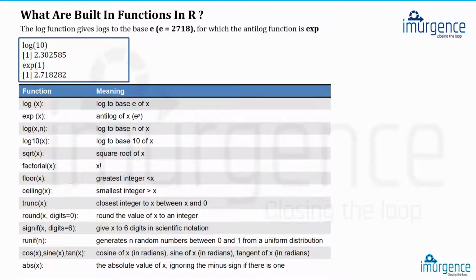If you want to create a vector of random numbers, you can use runif, that is random numbers from a uniform distribution, and n is the number you want. So how many numbers you want, that you specify over there. cos x is for the cosine function, sin x is for the sine function, tan x is for the tangent function. So cosine of x in radians, sine of x in radians, and tangent of x in radians, that's how we'll read it. And abs stands for absolute value. So if you pass the absolute of -2, you will get the returned value as 2. It will just remove the negative sign over there, something like a modulo.